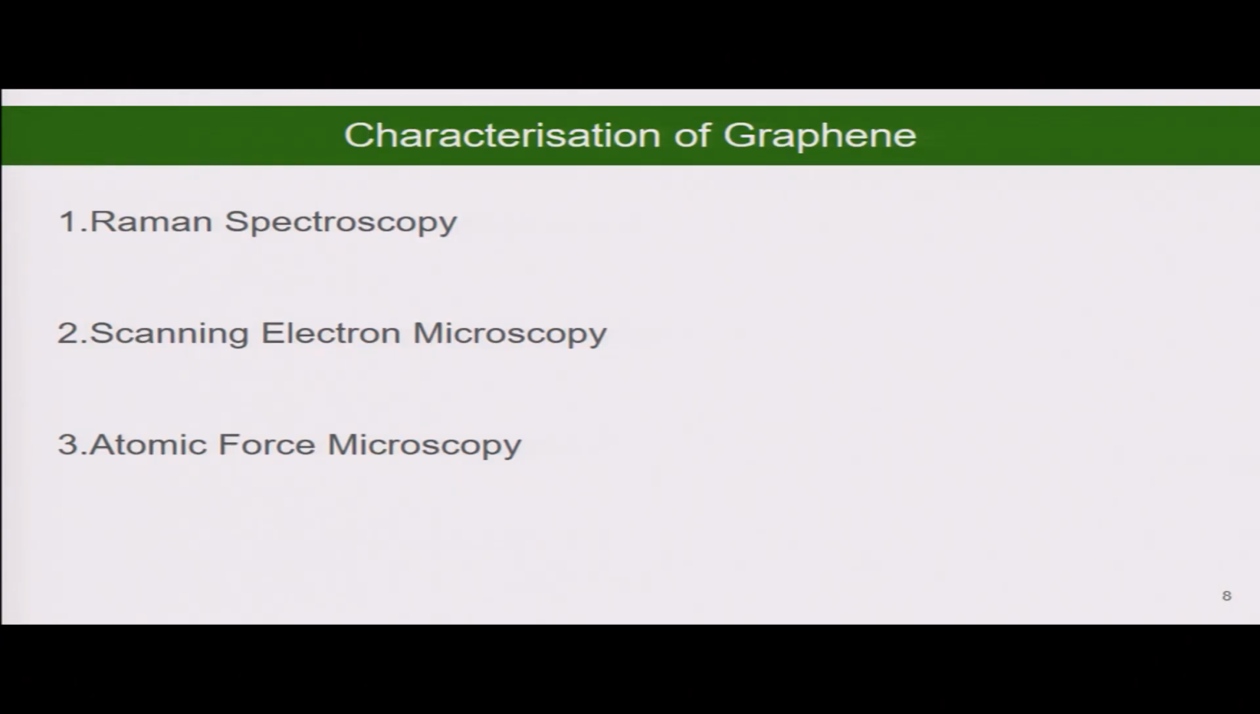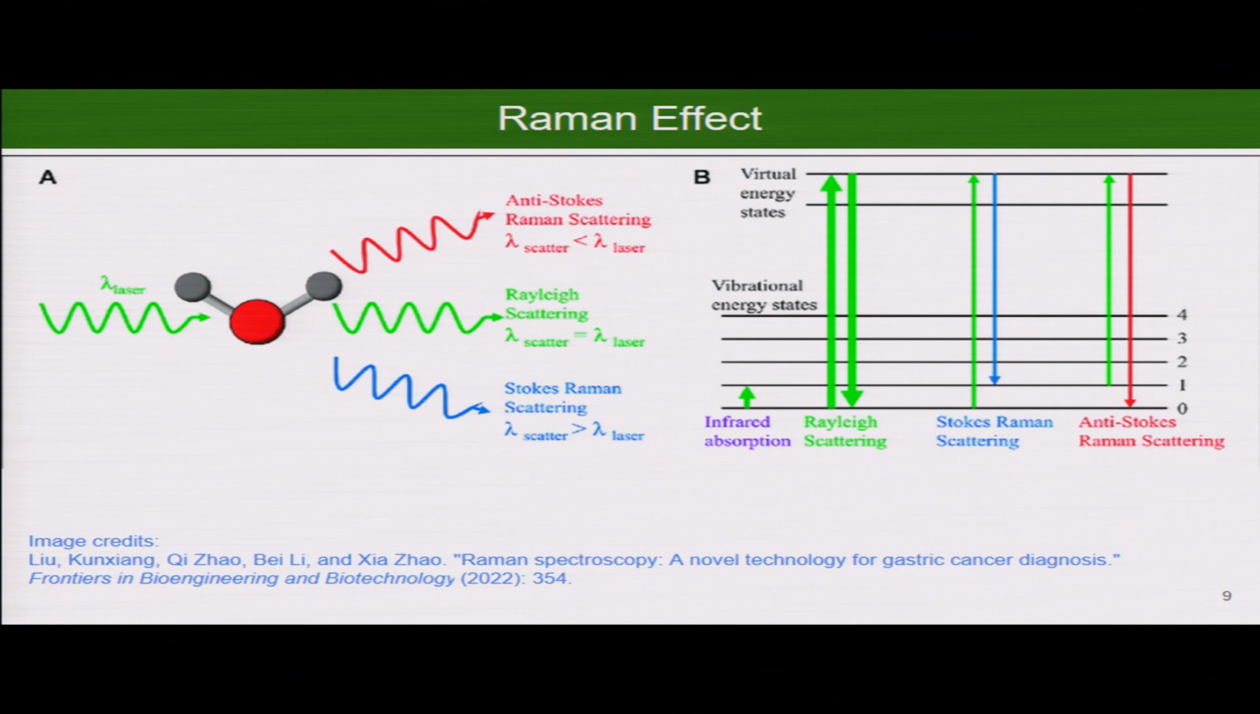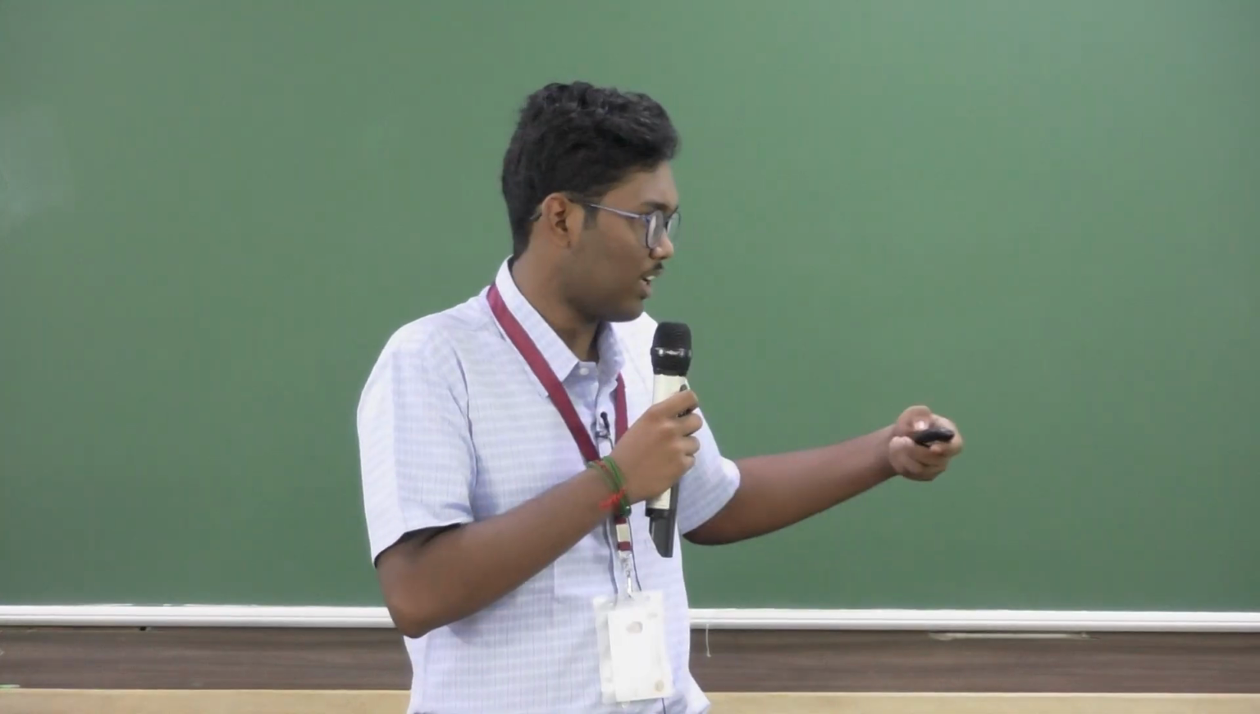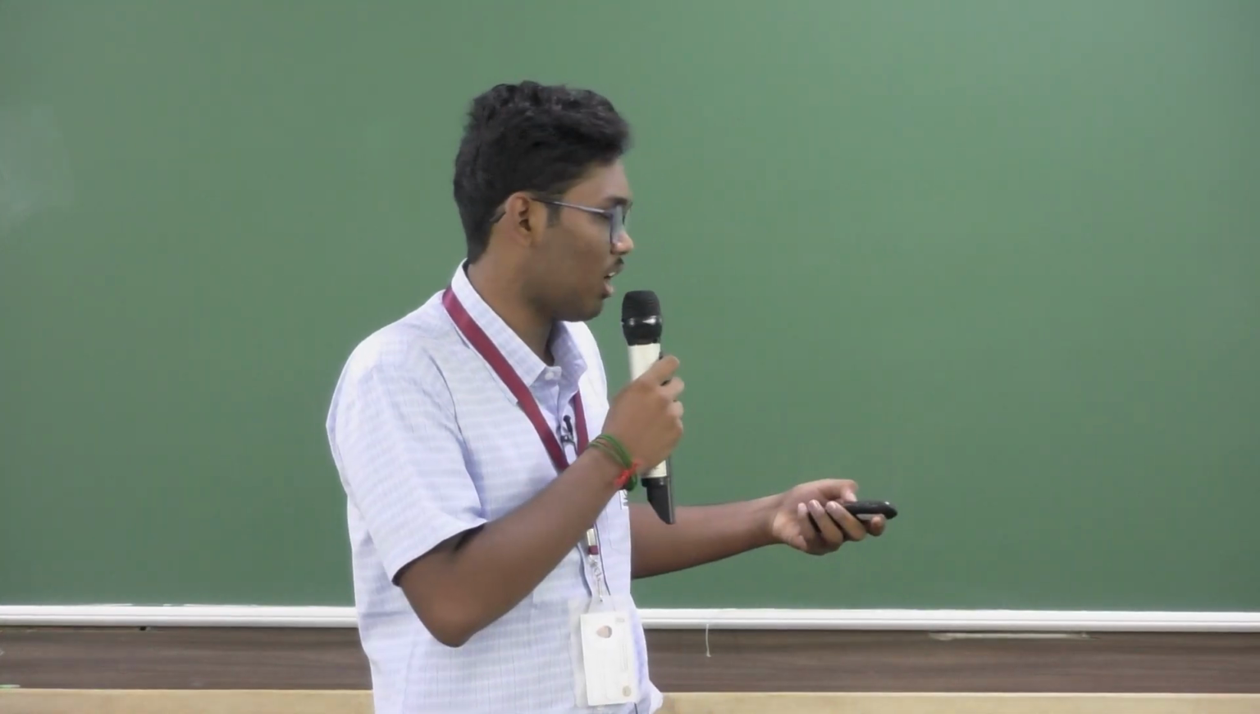Now that we've seen how we synthesize graphene, let's see how we detect and check the quality of graphene obtained. We use 3 major methods. The first one is Raman spectroscopy. To understand what Raman spectroscopy does, we need to understand what's Raman effect.